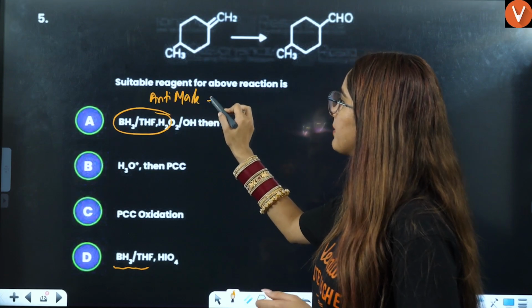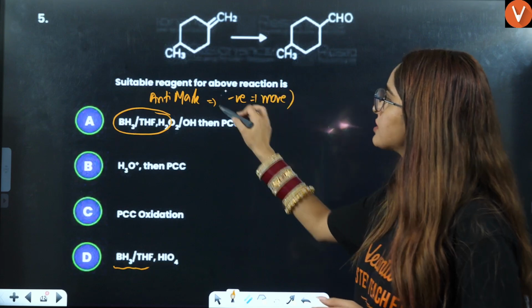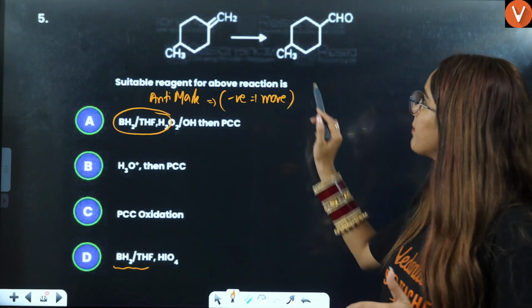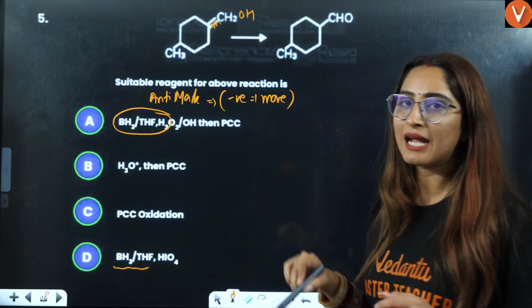Anti-Markovnikov rule, beta, what do you mean by that? That means the negative part goes on the carbon with more number of hydrogens. So this pi bond will break and here you will have OH, right?